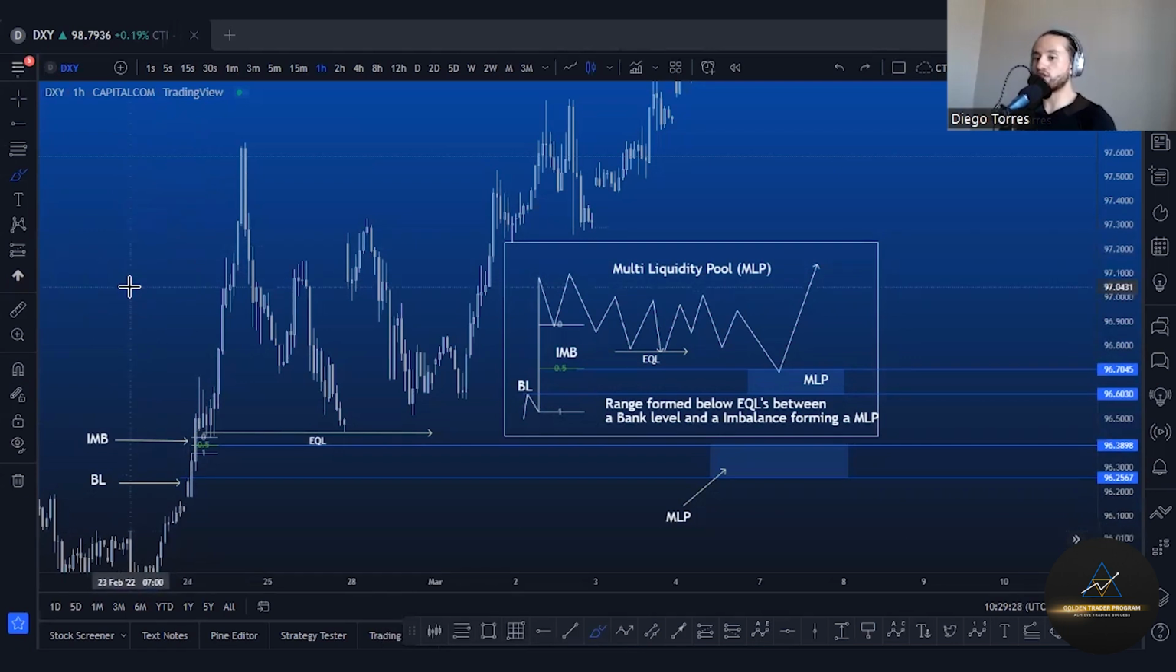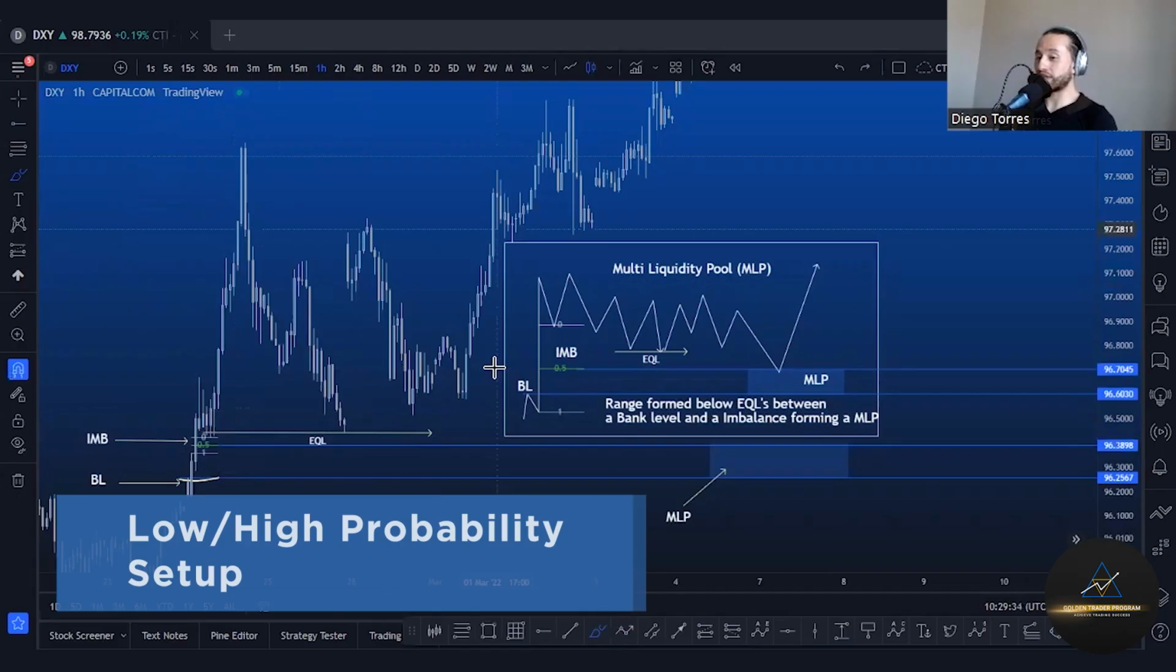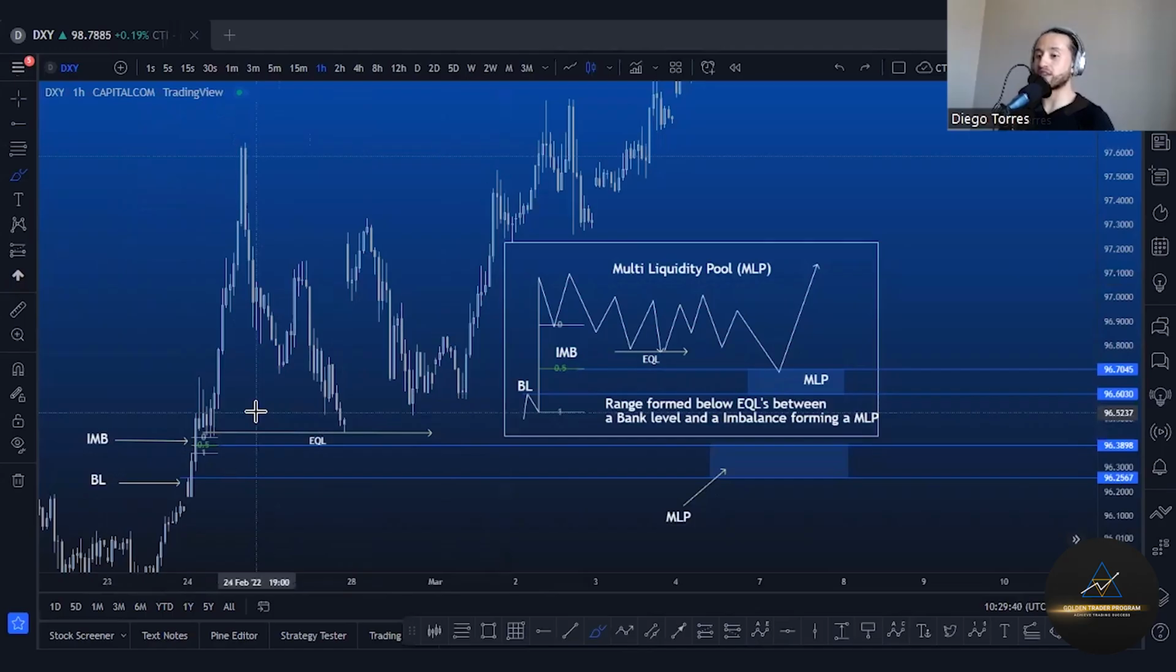Now, if you were to draw just a bank level with just the equal lows, the probability of that playing out is a little bit low. It's not that high probability. Vice versa, if you've just got an imbalance by itself with just the equal lows, it's not that high probability. If you've just got a banker block, again, the probability is just not that significant. You need a combination of a minimum of two.